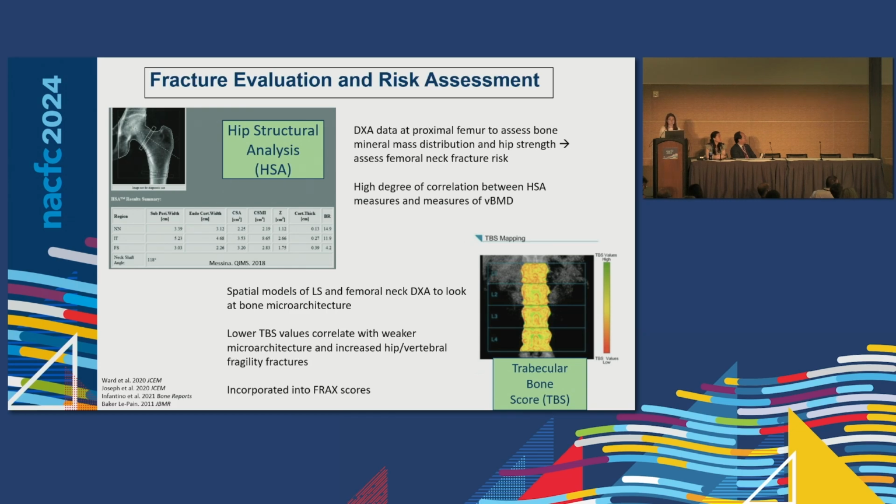So this is complementary data to our lumbar spine and femoral DEXA. And this uses spatial models to give more information about the bone microarchitecture. We know that lower values correlate with weaker microarchitecture and increased fragility fractures. So you may see these incorporated into your DEXA report or your FRAX scores.